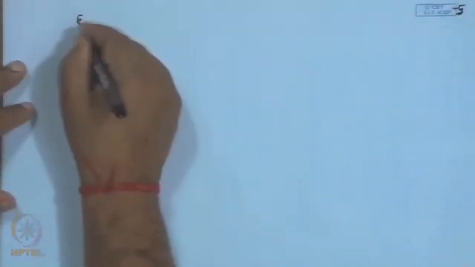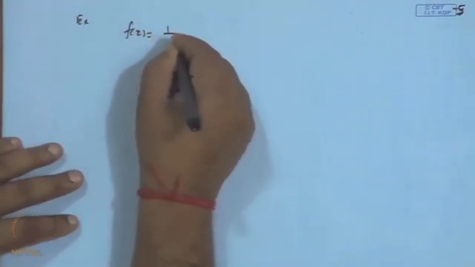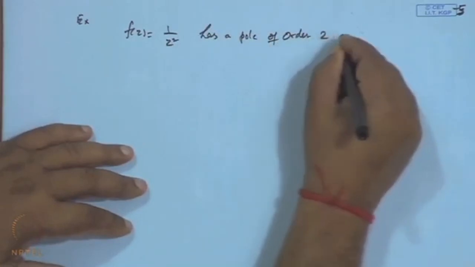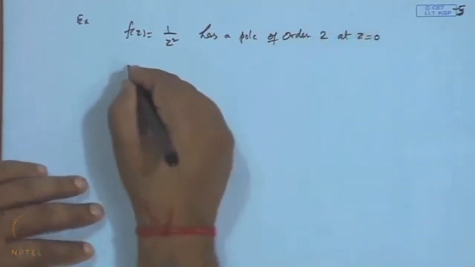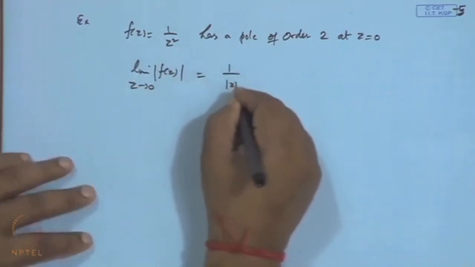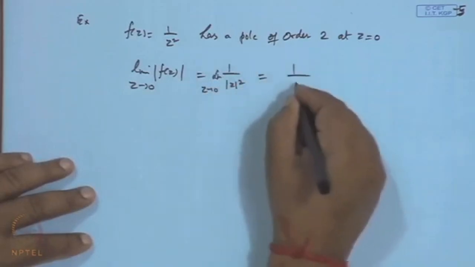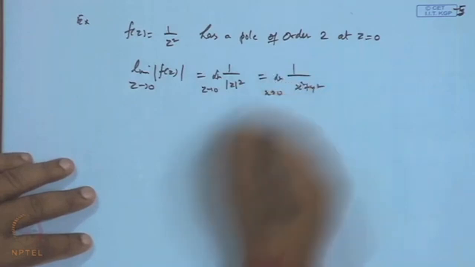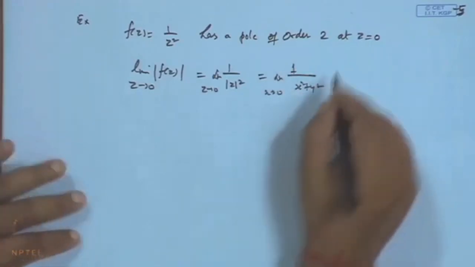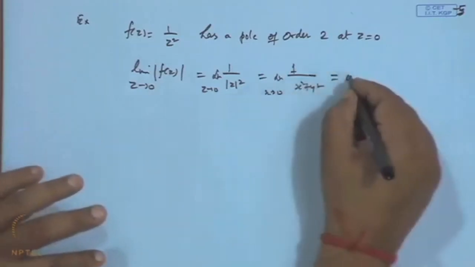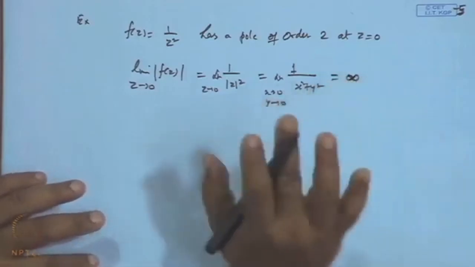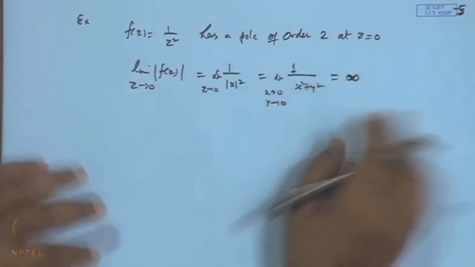For example, if we look at the function f z which is 1 by z square, now it has a pole of order 2 at the point z equal to 0. Now, when you find the limit of mod f z when z tends to 0, this is 1 by modulus of z square, limit z tends to 0, and that is nothing but 1 by x square plus y square, limit x tends to 0. And this we can establish by epsilon delta definition also, or otherwise along any path you choose, this will go to infinity, because x and y are tending to 0, so it keeps on increasing whatever the path you choose.